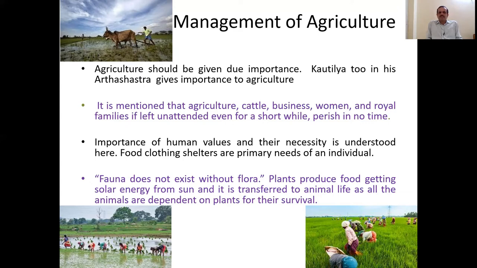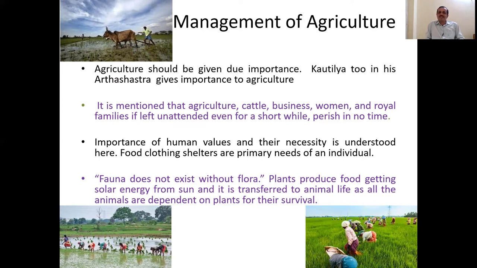Because food, clothing, and shelter are the primary needs of the individual. Fauna does not exist without flora. It's a proverb. Plants produce food, getting solar energy from the sun, and it is transferred to the animal life, as all the animals are dependent on plants for their survival. All of us know it. Through photosynthesis, plants produce food. The plants are the primary producers, and they are consumed by the herbivores. Herbivores are consumed by the carnivores, primary, secondary, tertiary carnivores. So there will be a food web. Basically we need the flora component, plants.